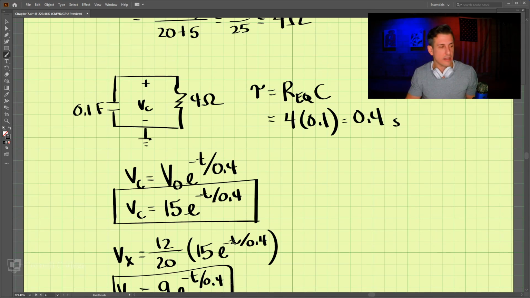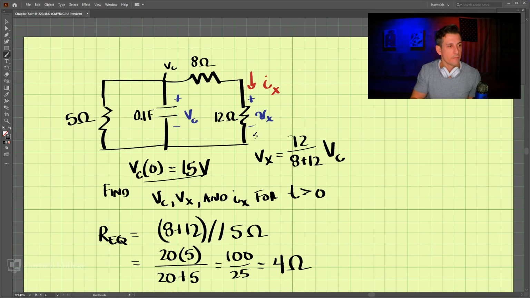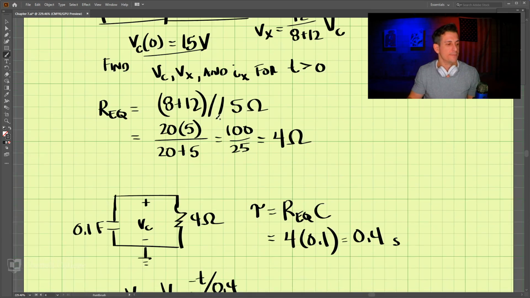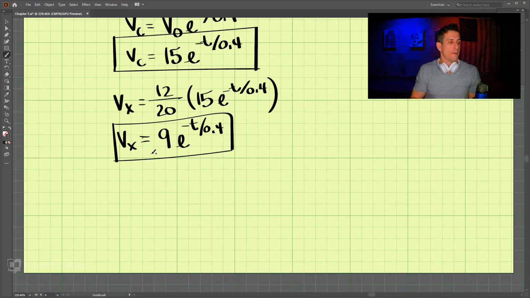The last thing that we need to find is Ix. This value is going to be equal to Vx divided by 12. Remember, V equals IR. So if we know Vx, we can figure out Ix here. So Ix is equal to Vx divided by 12.